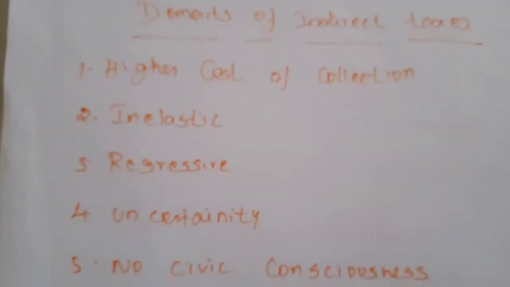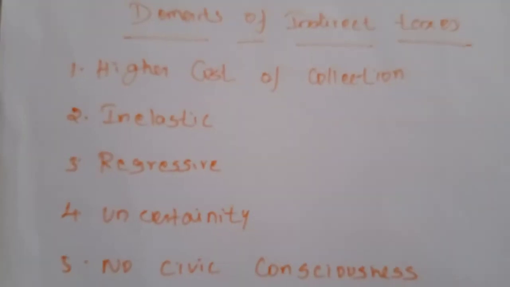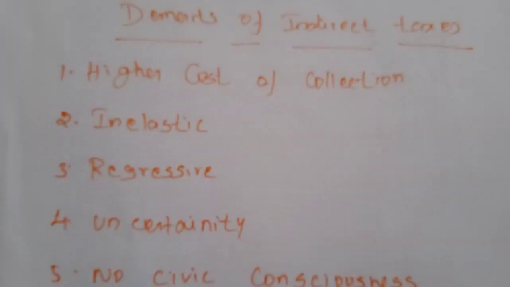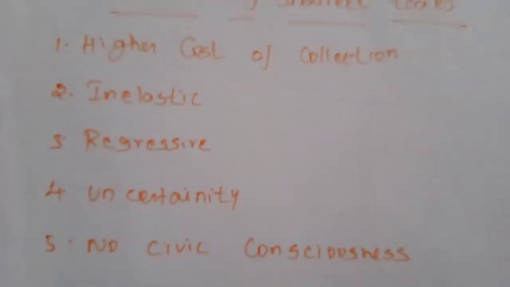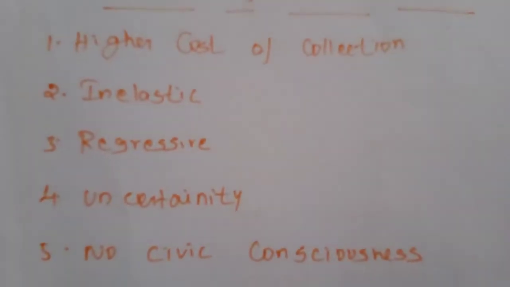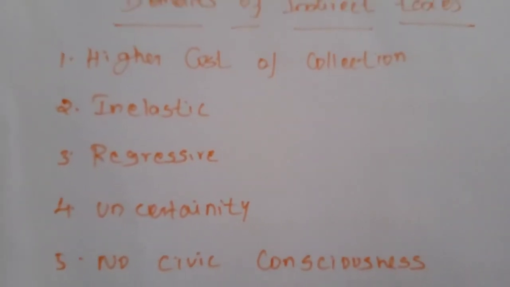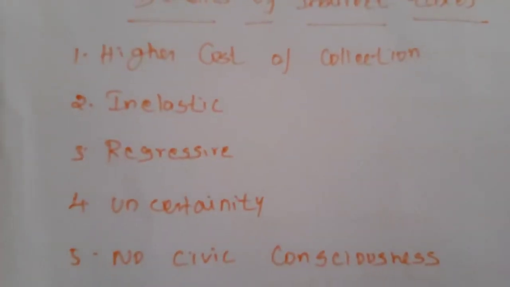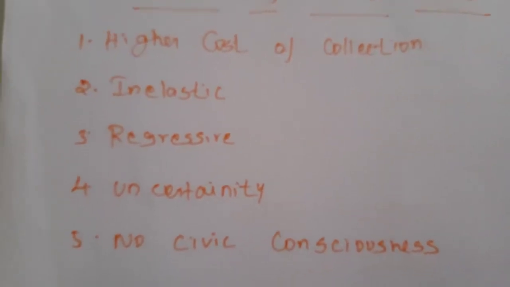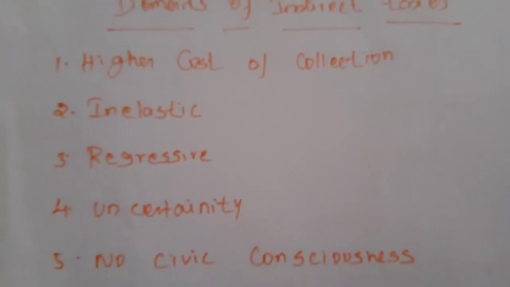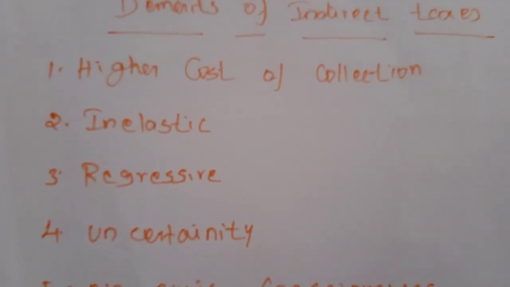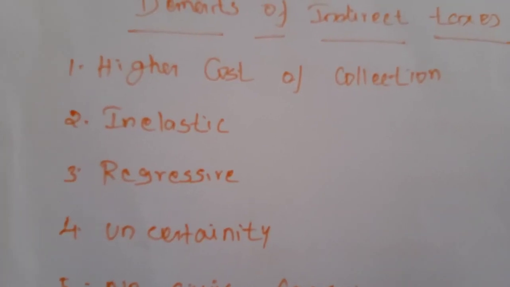Next, it is inelastic. Indirect taxes are less elastic compared to direct taxes, as indirect taxes are generally proportional, because normally whenever the tax increases, consumption does not increase. If the tax is increased, the consumption level will decrease. So when governments impose new types of tax, or increase the amount of tax, the demand for that commodity will decrease.